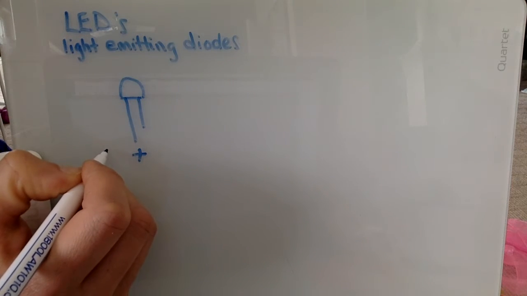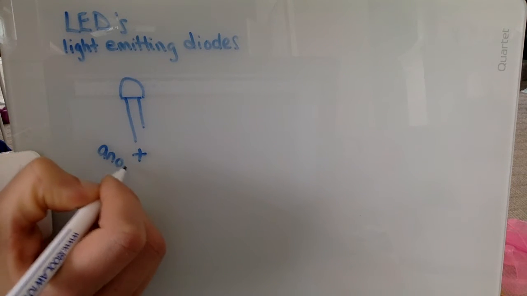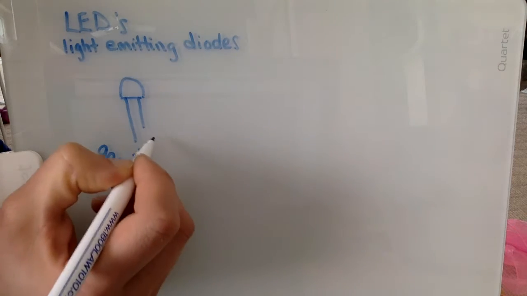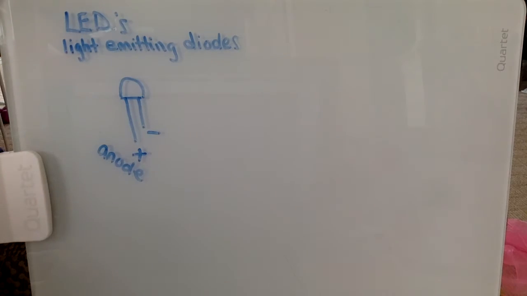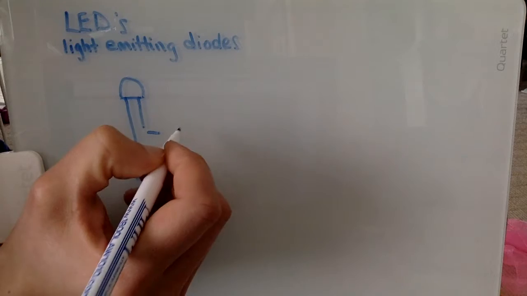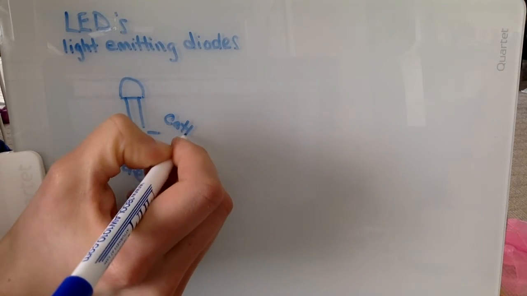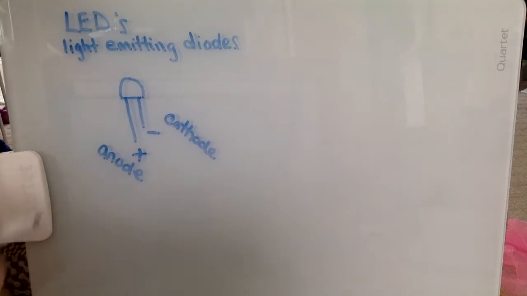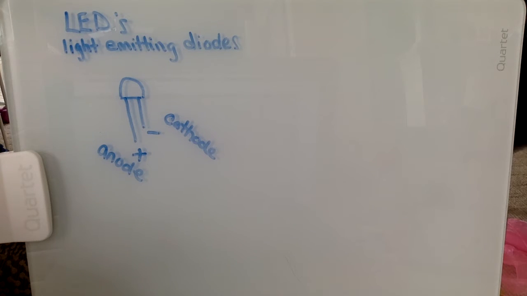So this is my anode. And the negative side is the shorter end in our lifelike diagram. This is called the cathode. These are terms that you may have heard in chemistry, hopefully. But the positive and the negative side of these are very important. So this is the lifelike diagram of my LED.